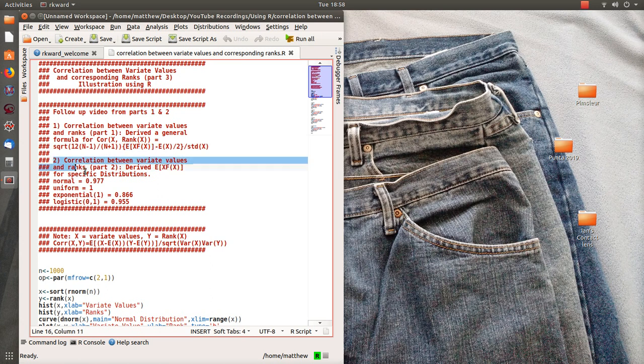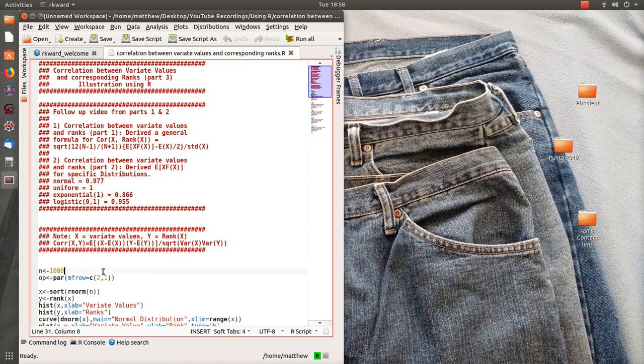And in part 2, that's what we dedicated the video to, deriving this expectation for specific cases. And we learned that the correlation between variate values and ranks in a normal distribution is 0.97, uniform is 1, exponential is 0.86, logistic is 0.95, and these are the asymptotic results. And we also gave actual results for any sample size.